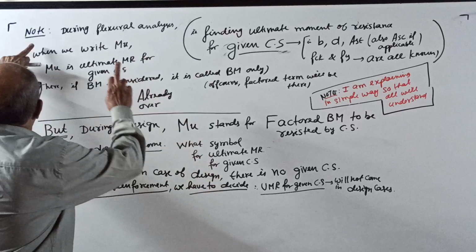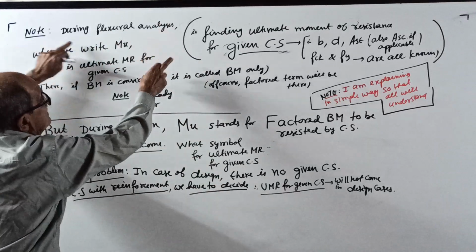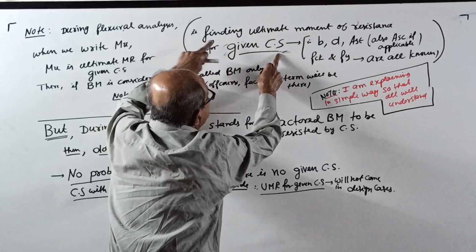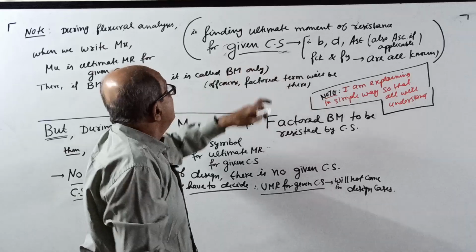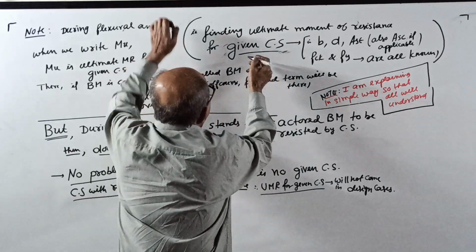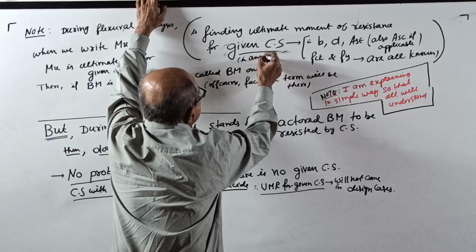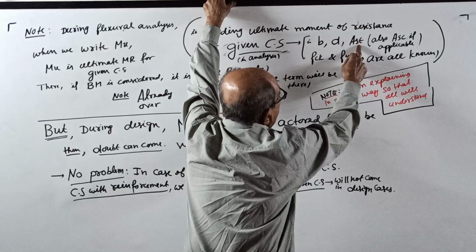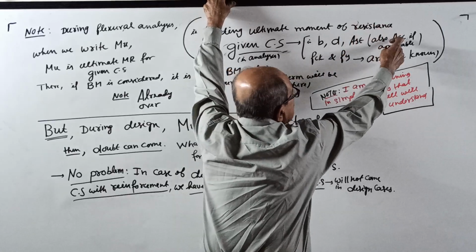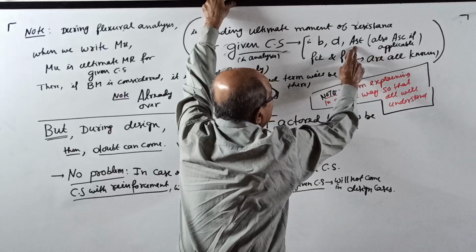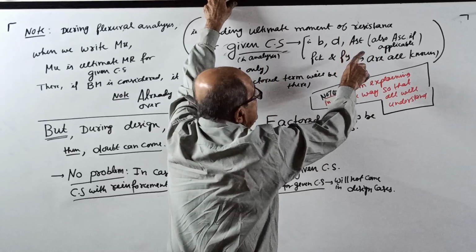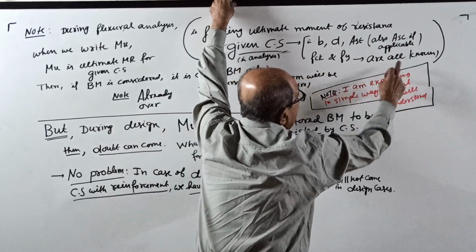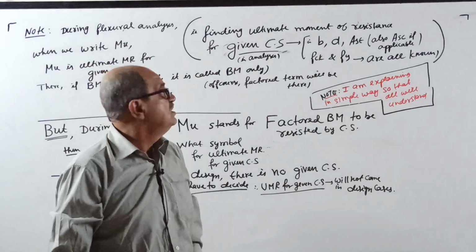Okay. Now, during flexural analysis, that is finding ultimate moment of resistance for a given cross section. See, given cross section. That is actually what? That is analysis. That is breadth, effective depth, area of steel if singly reinforced, and also area of steel in compression, if applicable. If applicable means what? If singly, only AST. If doubly, AST and ASC. If applicable, along with FCK, FY are all given or known. Okay.